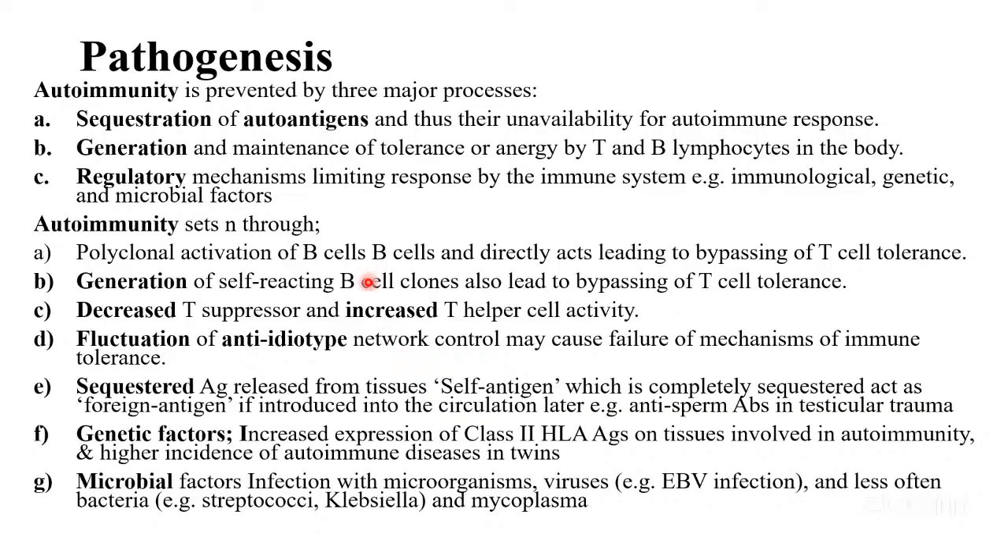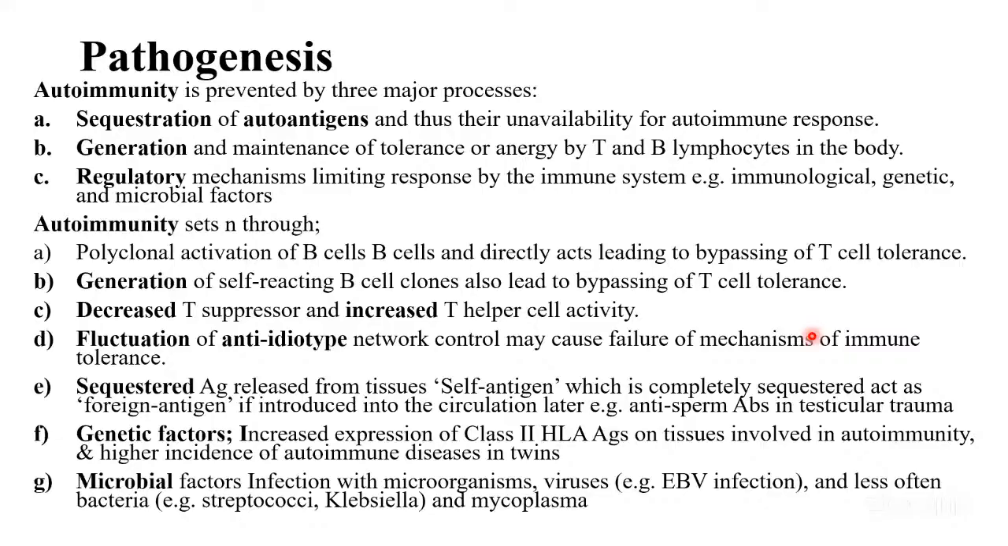Then autoimmunity can set in because of polyclonal activation of B cells, right? Directly leading to the bypassing of T cell tolerance that we saw in the thymus. Then generation of self-reacting B cell clones can lead to the bypassing of T cell tolerance again, decreased T suppressor and increased T helper cell activity, self-explained. Then fluctuation of anti-idiotype network control may also cause failure of immune tolerance.